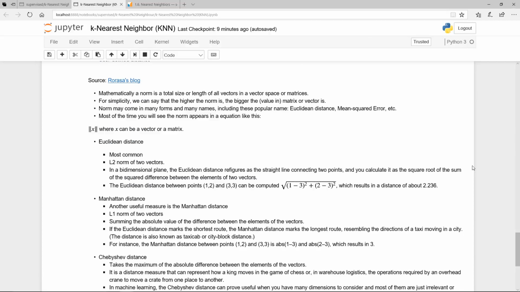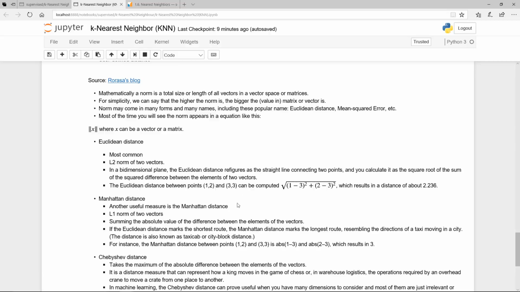The source of this is from Rasa's blog. Please feel free to pay a visit to their site. I find their description is succinct and to the point, just to help you come to terms with their distance measures. So let's start with Euclidean. It is the most common one. It's the L2 norm of two vectors.